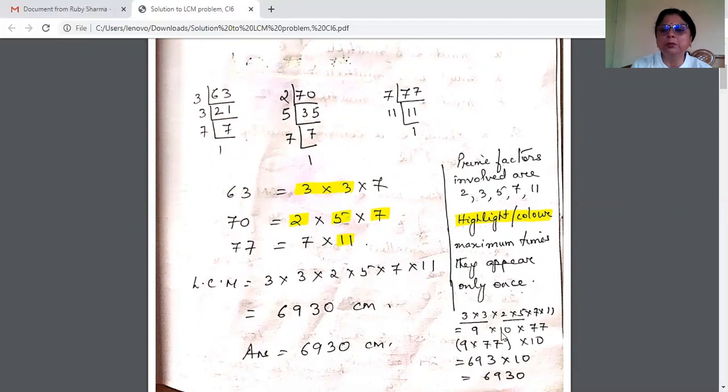But these are certain numbers when you can make your calculation easier using the properties: 3 into 3, 2 into 5, 7 into 11. I've made groups. Then associative property, 9 into 77, I put within groups. Then into 10, and this is the way.